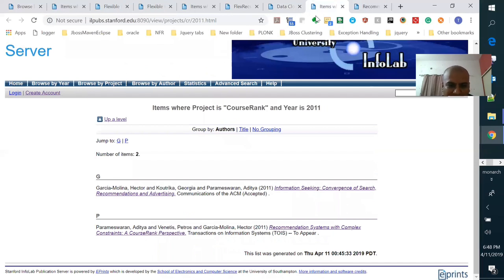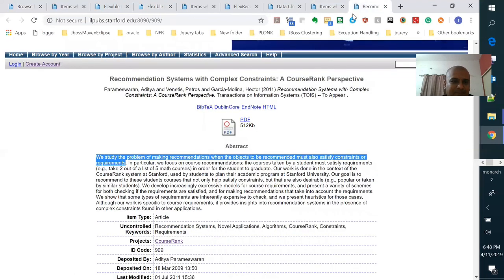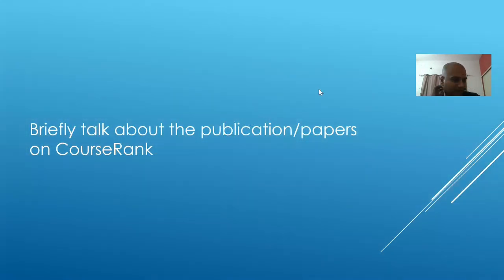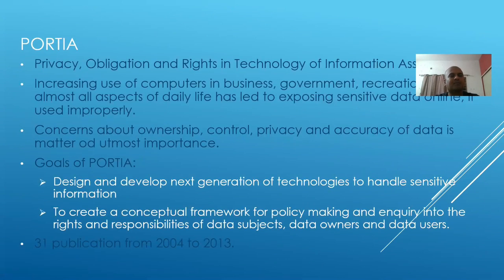These two were the papers which were published in 2011. Recommendation system with complex constraint. So up till now we haven't discussed any recommendation system which talks about certain constraints. So this paper suggests some recommendation and some implementation for the same. That's all we have for course rank. Moving on to the next project.